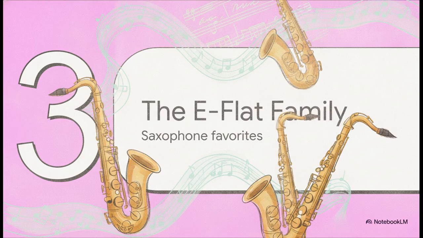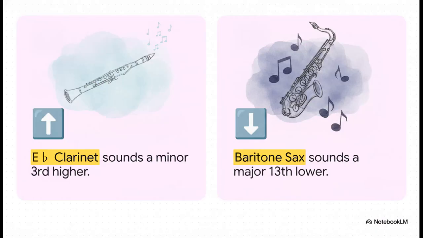Okay, section 3, the E-flat family, featuring the saxophone favorites, which, by the way, are an absolute staple in past exam papers. This perfectly illustrates the crazy extremes you can find within a single musical family. It's actually wild. While the E-flat clarinet shifts the pitch up by a minor third to produce this really high, piercing E-flat, the baritone sax drags the pitch way, way down into the basement, sounding a major 13th lower. To put that into perspective, that is more than an entire octave below the written C.